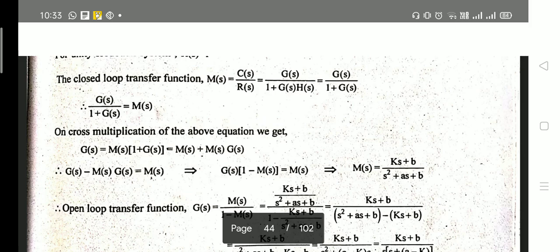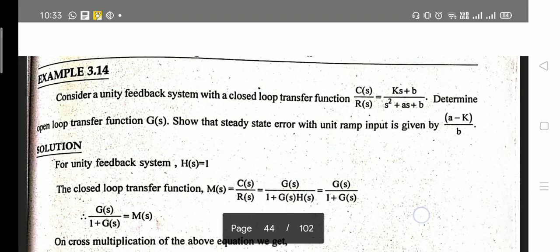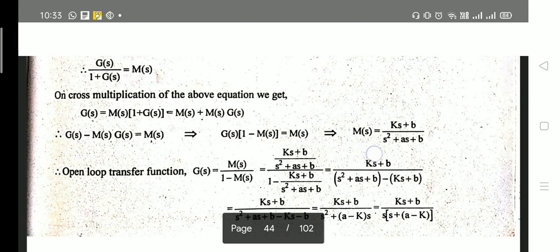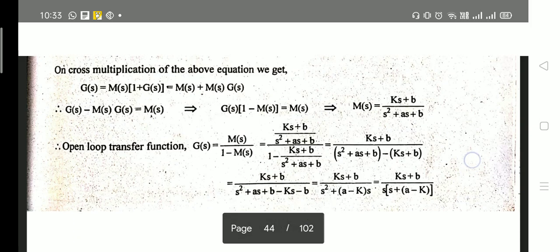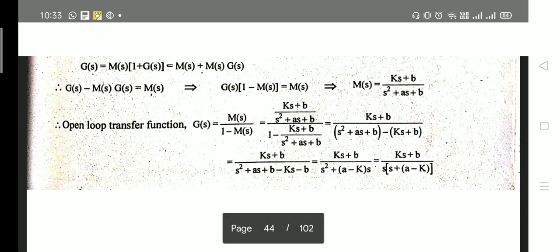Here M(s) is equal to (Ks + b)/(s² + As + b). This is the M(s), and substituting M(s), G(s) is equal to M(s)/(1 − M(s)). So, substitute the M(s) value, then after simplification we will get (Ks + b)/(s(s + A − K)). Okay. This is the open loop transfer function G(s).